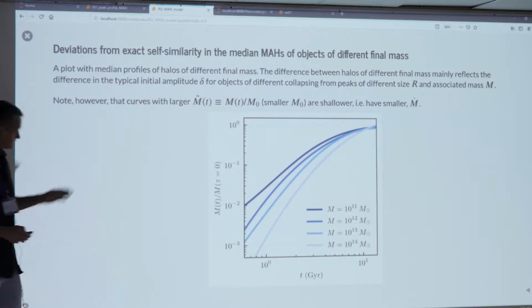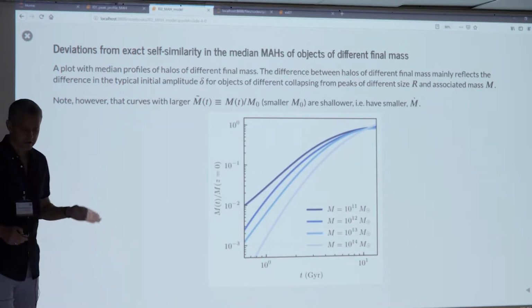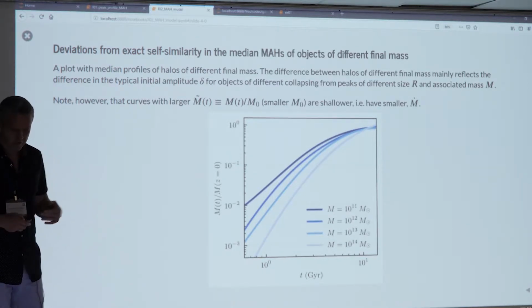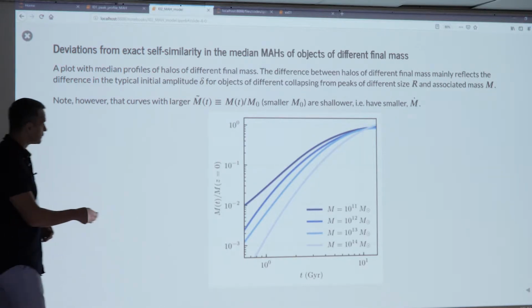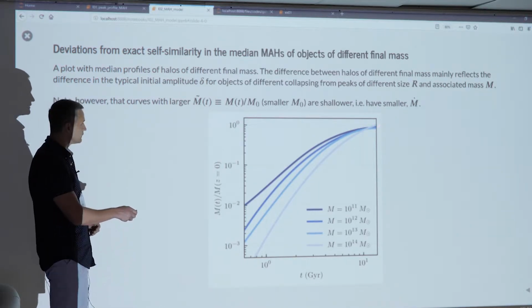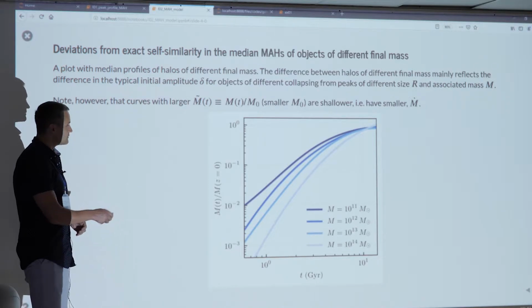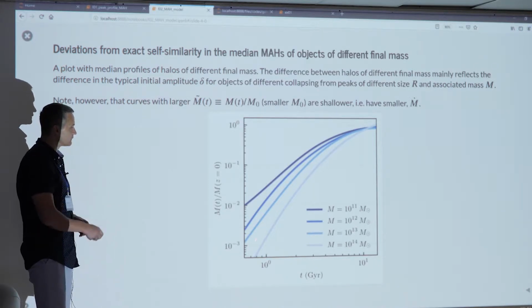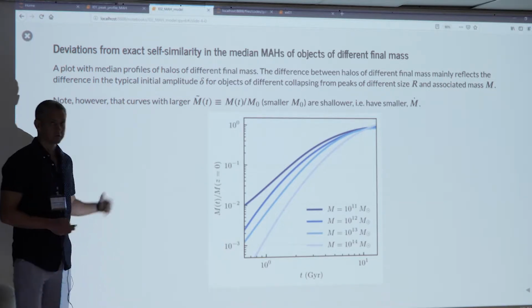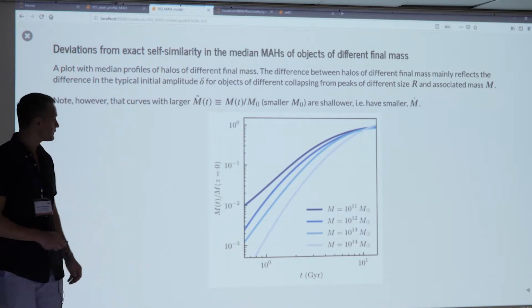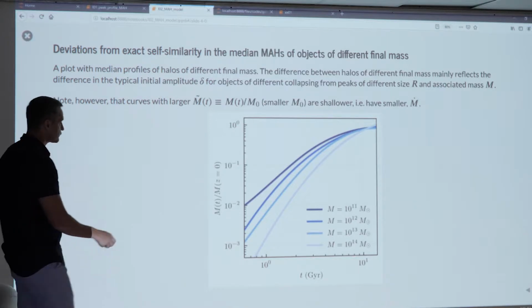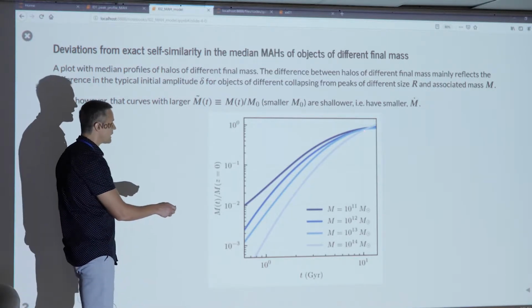So we saw that if we looked at median, sort of smooth median mass accretion histories of objects of different mass, but normalized here to their final mass, they all have the same characteristic shape. This is log-log. But there is a systematic difference. There's a trend with final mass, with largest objects tending to assemble their mass later.